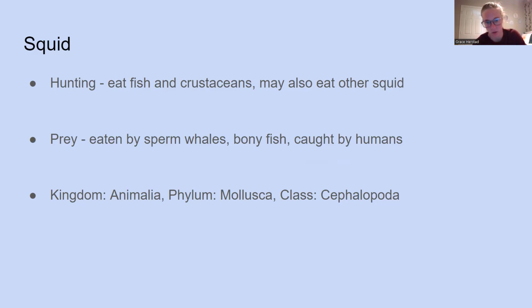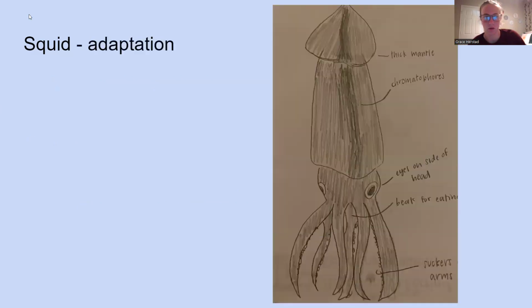They're from the phylum Mollusca, which means that they have a hard shell or a hard outside. And then they're from the class Cephalopoda, which means that they have a stomach foot. So this is a picture with some of the adaptations that I drew of squids. They have a thick mantle for protection against predators. This is pretty hard to break open. We tried dissecting it in lab.